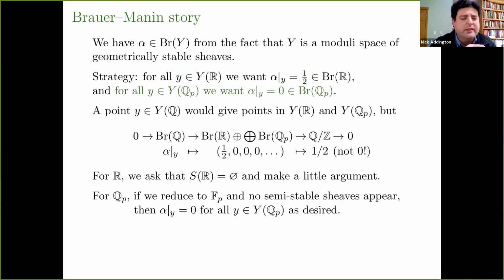For the p-adic points, if you get a model of everything over Z and reduce to F_p, now the geometric Picard group of your surface has to grow. And so you might have to start worrying about semi-stable sheaves. And if you don't, then it involves a lot of technology, but the technology is all there to say that the Brauer class will have to vanish at every p-adic point.